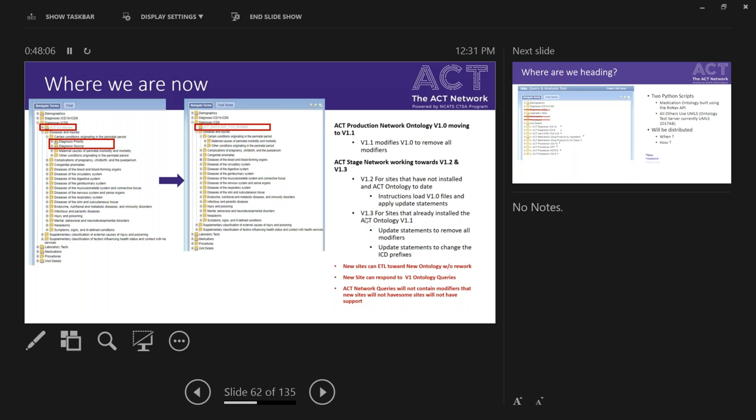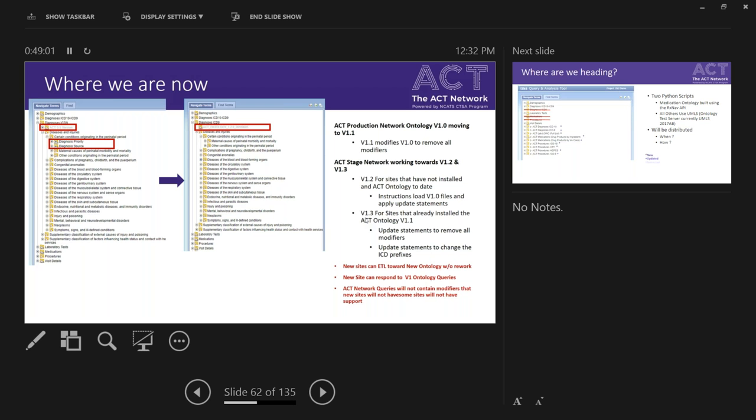But what's important is that Wave 3 sites, if you already have put version 1 of the ontology on your staging network, also just have to run a little bit of code to remove the modifiers, and you will also run another bit of code which is going to change your diagnosis prefixes to be more specific than what we have in the version 1 ontology. In the version 1 ontology, ICD-9 prefixes are ICD-9 colon, and ICD-10 prefixes are ICD-10 colon. In the new ontology, ICD-10s have ICD-10-CM, which are just diagnoses, and then ICD-10-PCS, which are procedures, and there's a little bit of overlap in the numbers there. So we want to correct that, and we decided to do it for the ICD-9s as well.